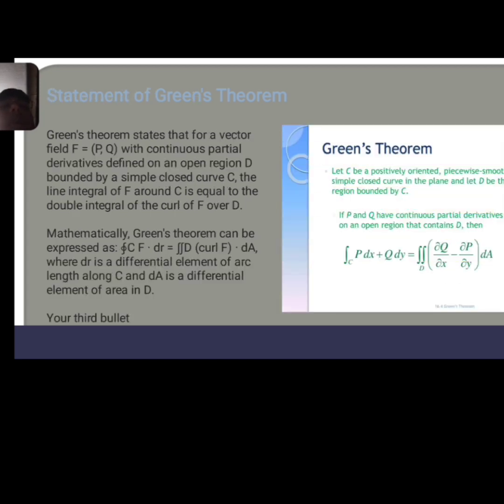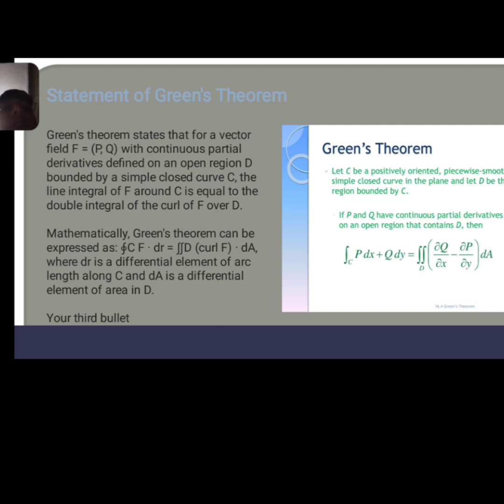Next one, statement of Green's theorem. Green's theorem states that a vector field F = (P, Q) with continuous partial derivatives defined on an open region D bounded by a simple closed curve C. The line integral of F around C is equal to the double integral of the curl of F over D.